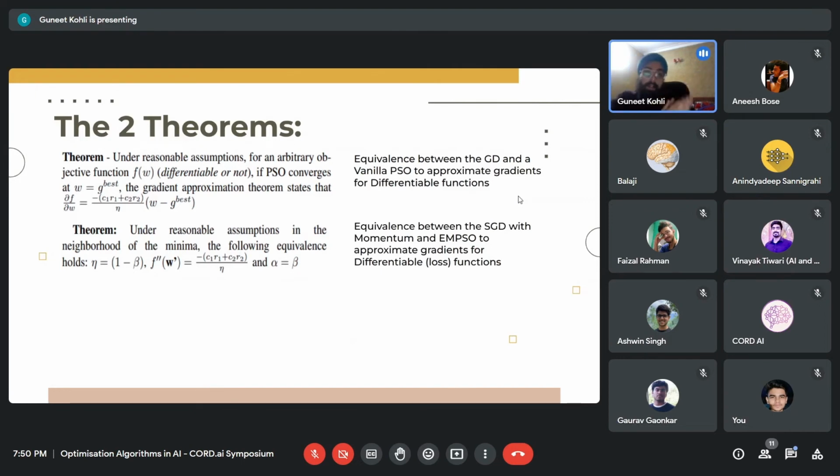So one, they had an EMPSO which they proposed. Second, they have theorems to mathematically prove that this vanilla PSO, your EMPSO, can approximate the values just like GD and SGD, highlighting the fact that the performance is not getting worse. Actually, they are able to maintain the performances.